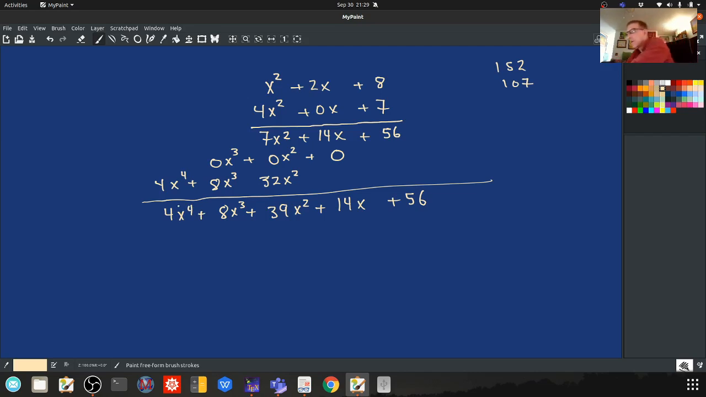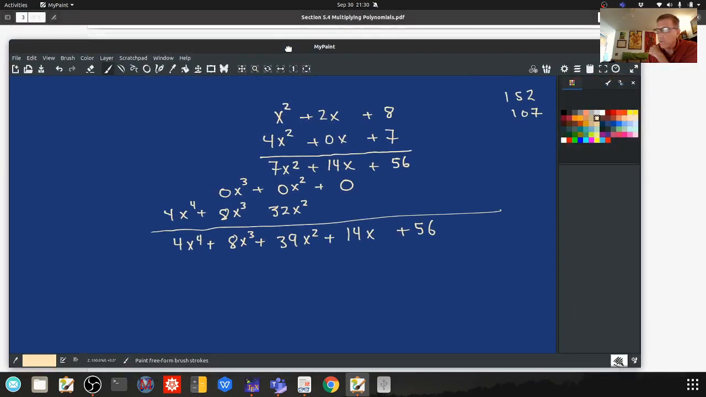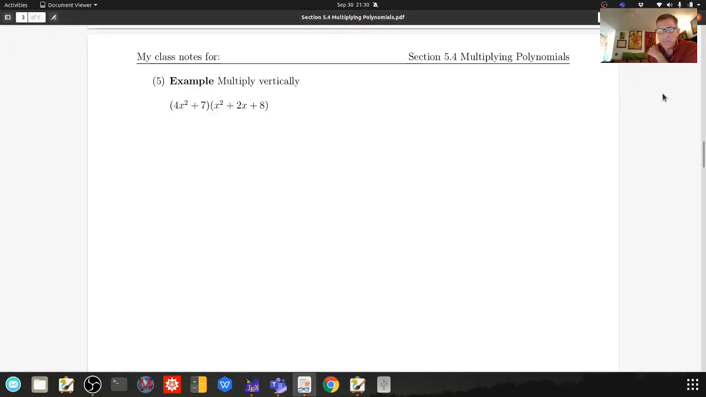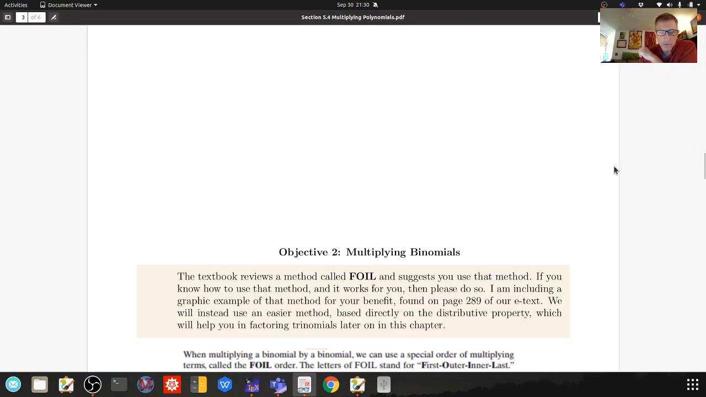So I don't know if you like that method of multiplying vertically or not. But there it is, and if you want to explore more of it, it's in the book right before Objective 2. But that's all I'm going to do with it. I actually don't find it much easier.